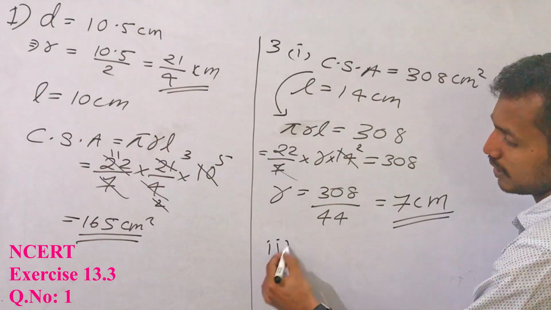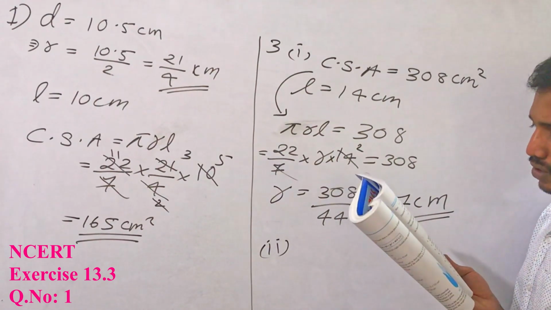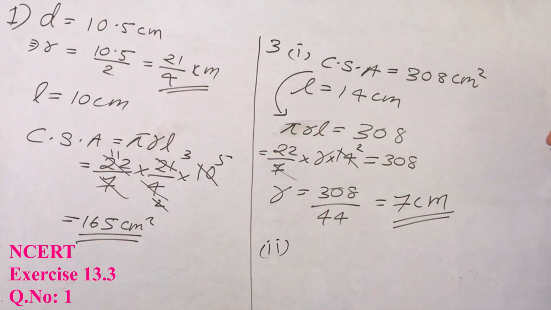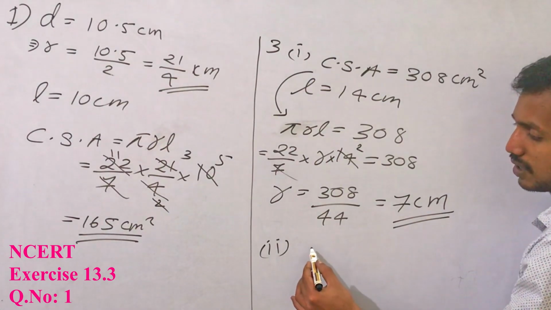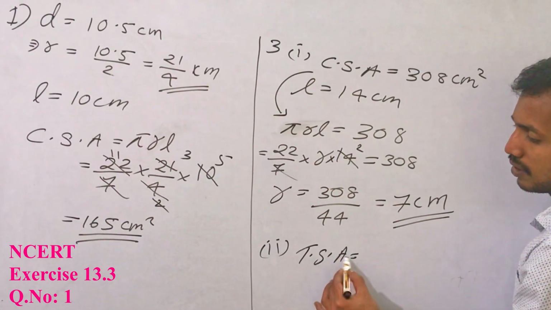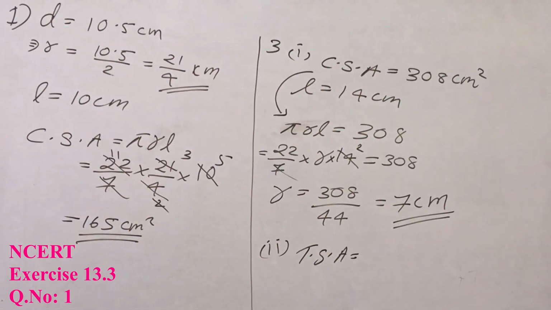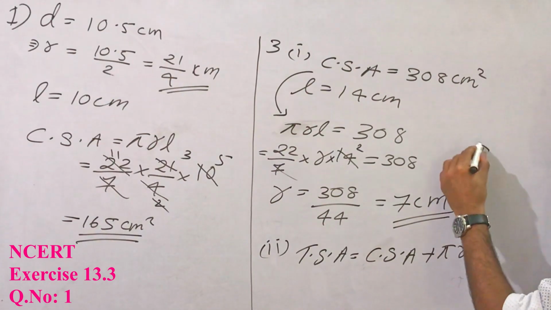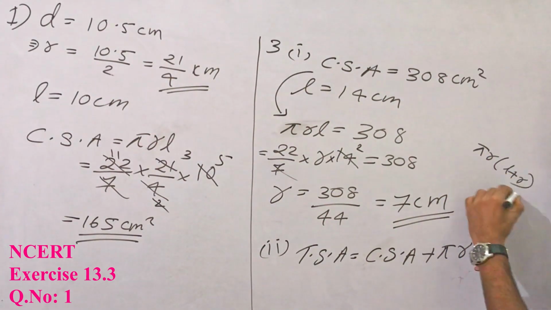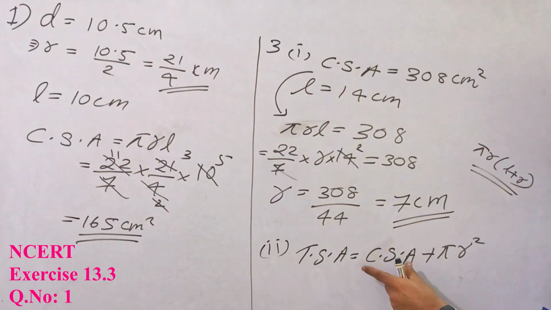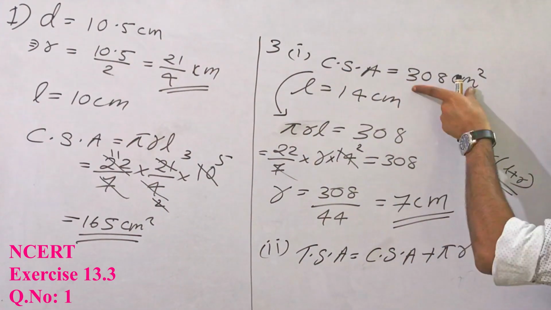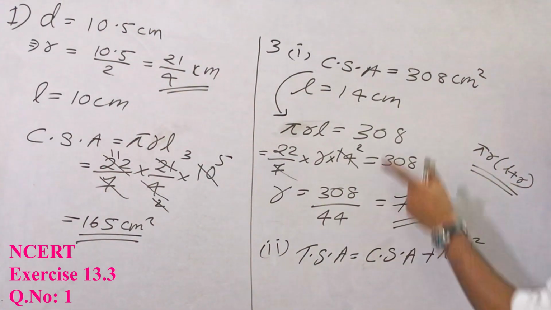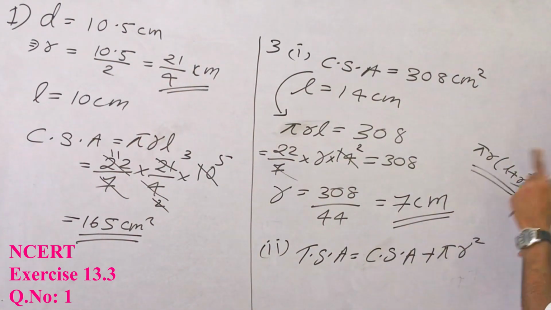What is the second question? The second question is the total surface area of the cone. Total surface area is very easy. Total surface area is equal to, we can directly use this formula: curved surface area plus pi r square, instead of pi r into l plus r. Why are we using this formula? Because the curved surface area is already given. If it is not given or we didn't find it, then we can use the other formula.